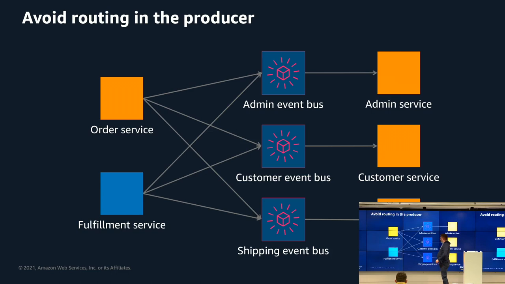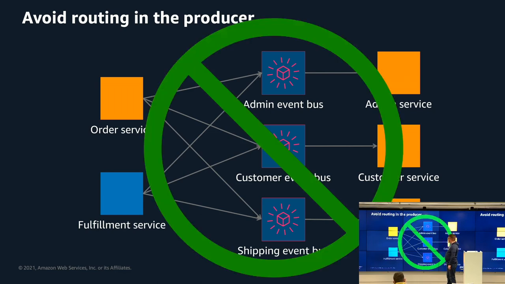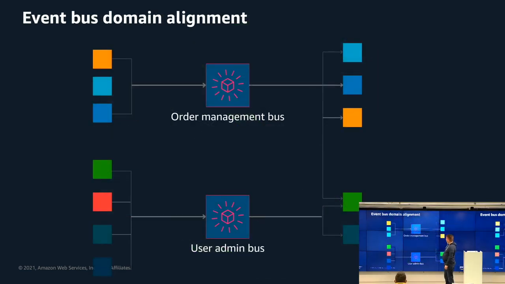What you need to avoid, what is an anti-pattern actually, is to make your services route your events. So when services are responsible for deciding which event bus they need to put events on depending on something, that's exactly the pattern we would like to avoid, because we have event routers there, right? They will be responsible to actually route. A general recommendation would be to align your event buses with the business domains, right? So for example, for order management, we will have one bus, for user administration, we will have another bus, and so on and so forth.